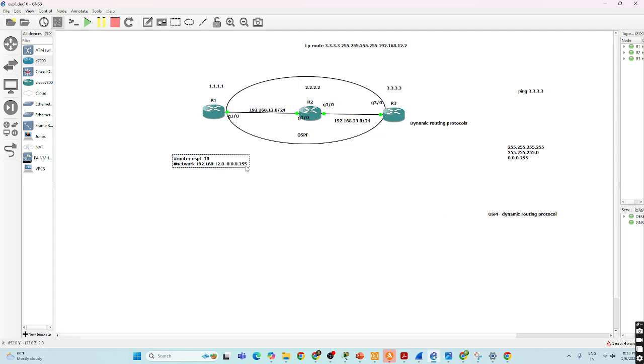So this is a network, and what you have to give is area zero. All three routers belong to area zero. So we call area zero a backbone area.